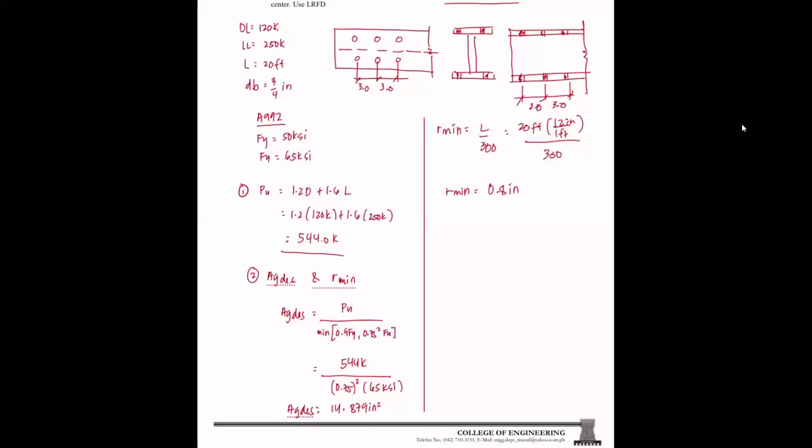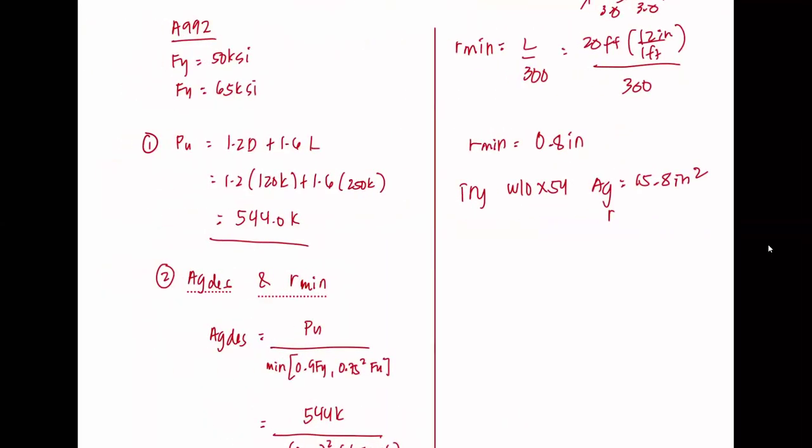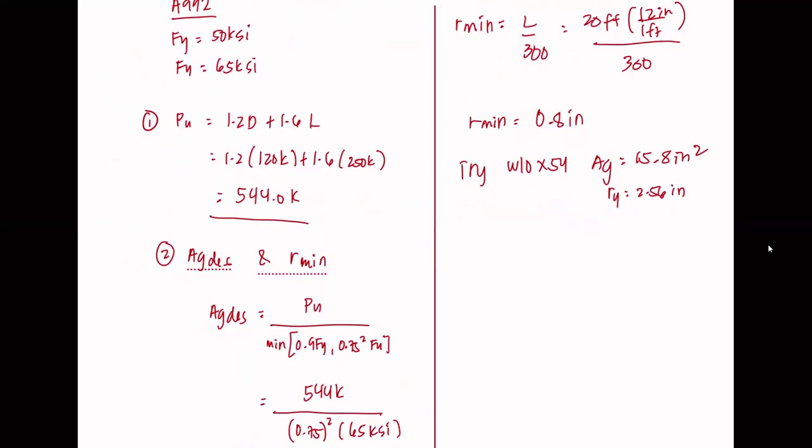So let's try W10x54. Ag is 15.8 inches squared, and ry is 2.56 inches. Let's try using net section rupture first.